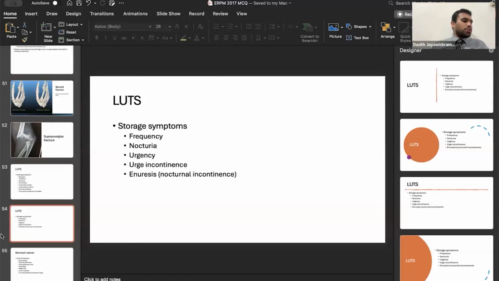False, false, true, true, true. Which of the following are causes for diarrhea? Ulcerative colitis, hypothyroidism, verapamil, carcinoma of the rectum, acute appendicitis. So ulcerative colitis, yes, it is one of the most common. What is the commonest presentation of ulcerative colitis in exacerbation? It is called diarrhea. Bloody diarrhea is the commonest complaint.